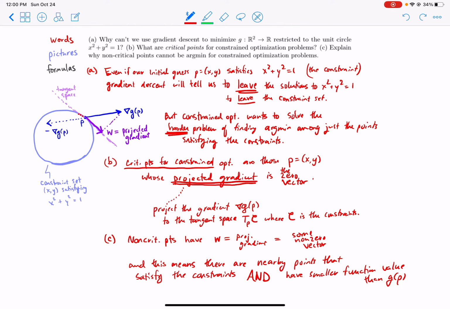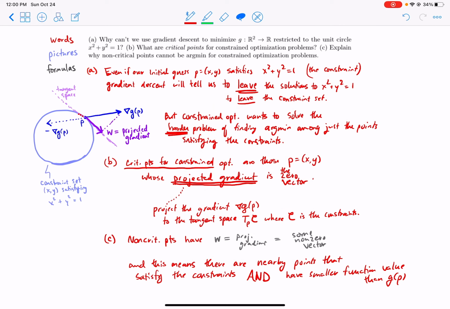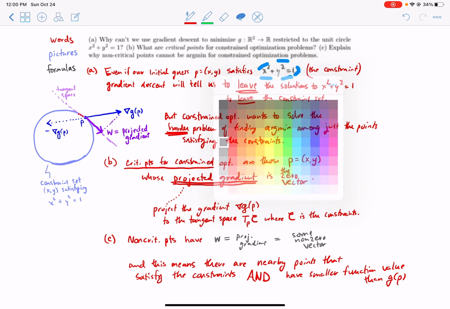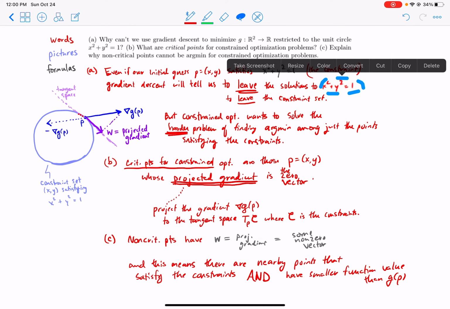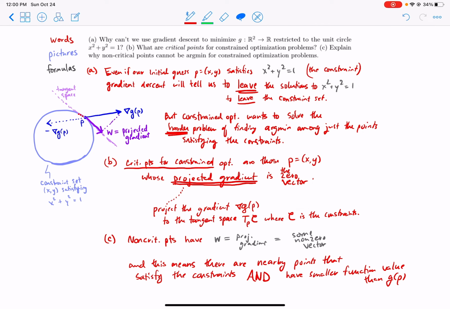Non-critical points have w equals the projected gradient equals some non-zero vector. Maybe this is sort of a formula, though not entirely. Certainly the constraints are a formula, so I should make those into the color for formulas. And I've labeled a picture, and I've described what's going on.